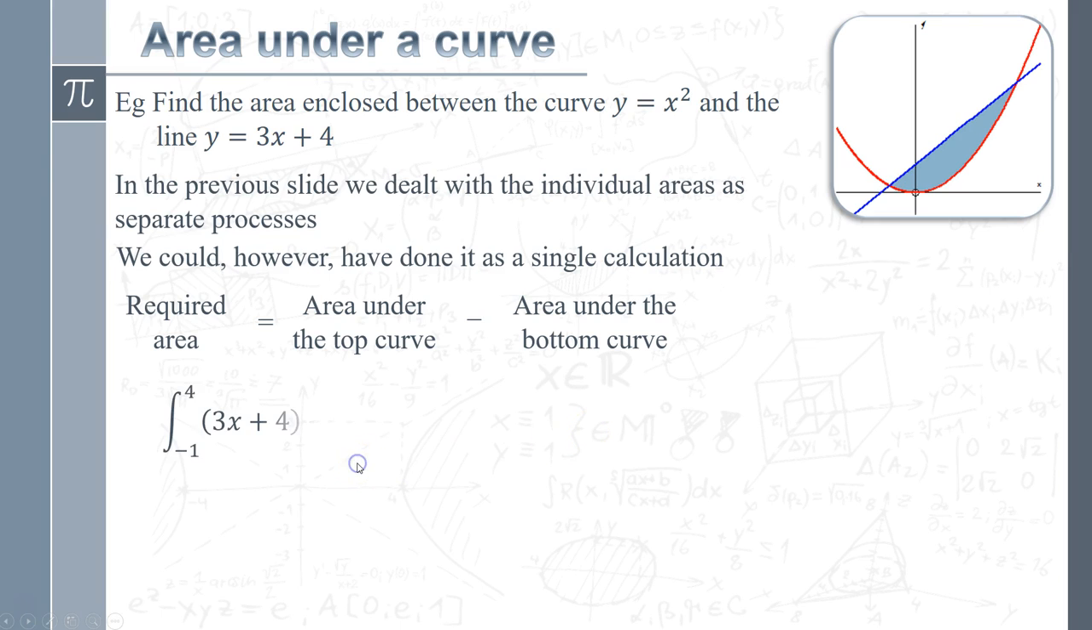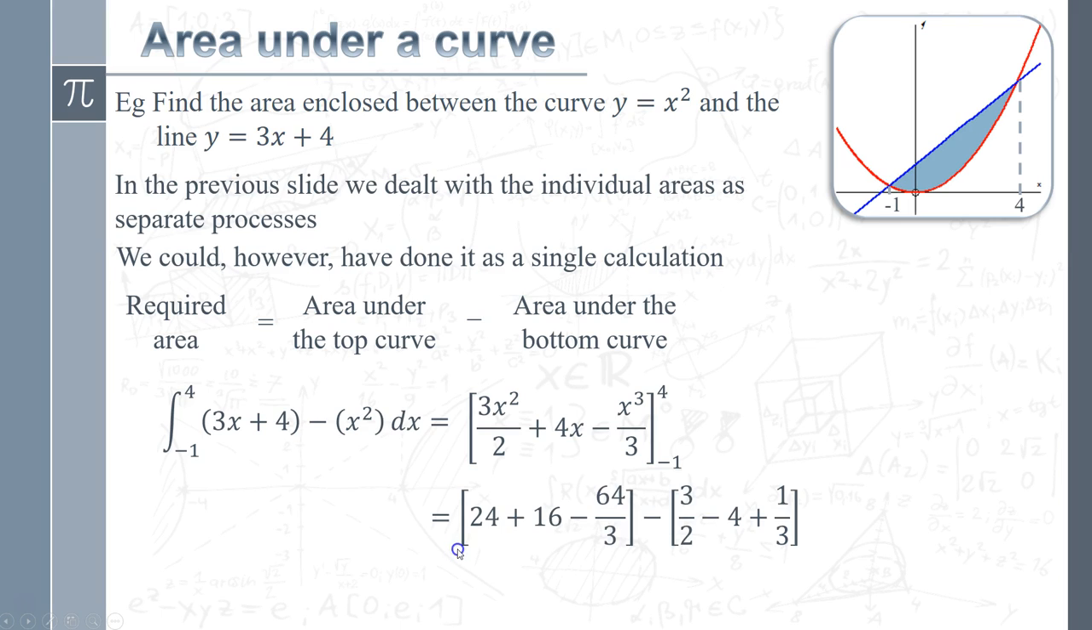But what I'm going to do is write that as a single integral. In both cases, our limits were between x equals 4 and x equals minus 1. So we've just got to do the difference between those two things: the area under the top curve, take away the area under the bottom curve. Now let's integrate this as one thing here. We've got 3x squared over 2 plus 4x, minus the integral of x squared, which is there. Plug in the limits, and when you work that all out, it turns out, no surprise, it's exactly the same answer.